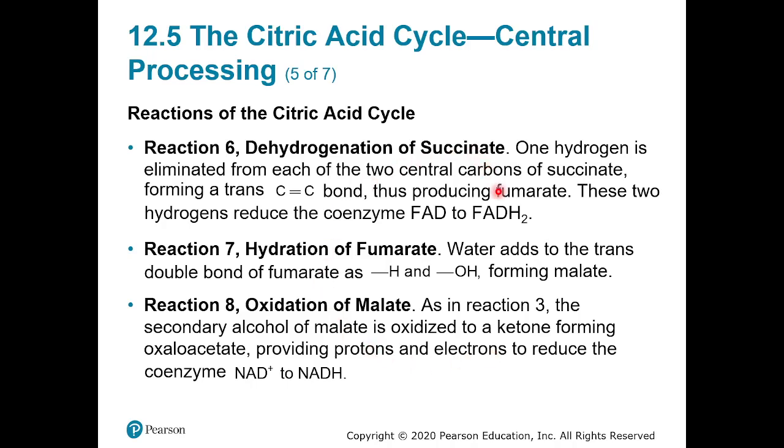Reaction 6 is going to be the dehydrogenation of succinate. You may recognize this reaction as the same thing that happens to peanut butter.